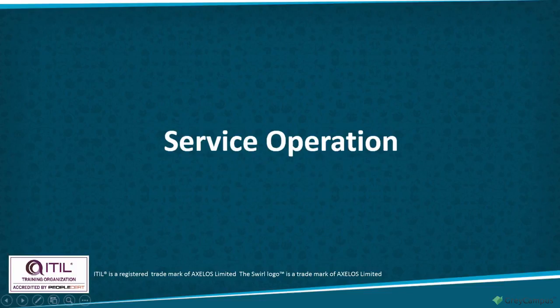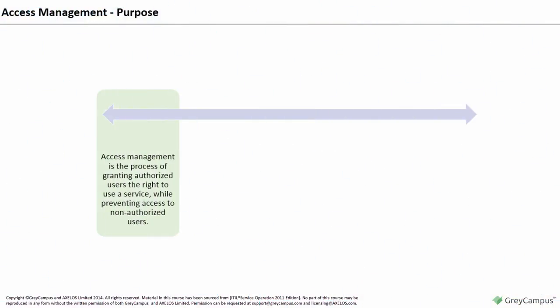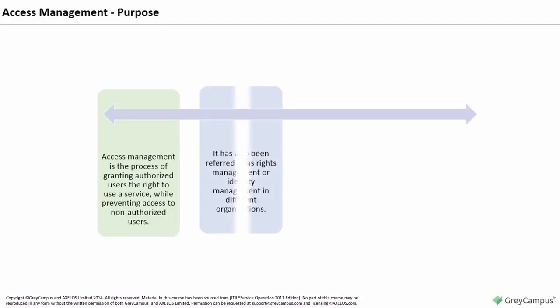In this video, let us learn about service operation. Access management. Purpose. Access management is the process of granting authorized users the right to use a service while preventing access to non-authorized users. It has also been referred to as rights management or identity management in different organizations.